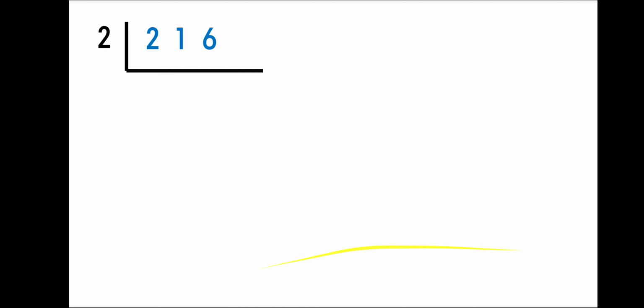So let's see another question. 216. Now why is 216 a special number? Because this is the question where most of us make mistakes. So whenever we see this number, what do we do? 2 1s are 2, 2 8s are 16. But this is the wrong way. Why?